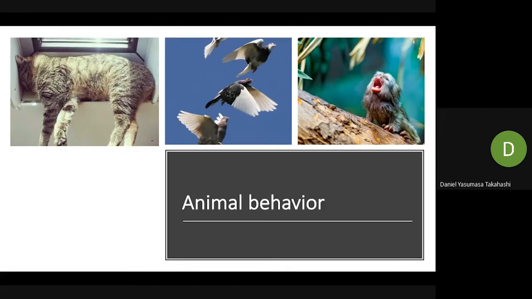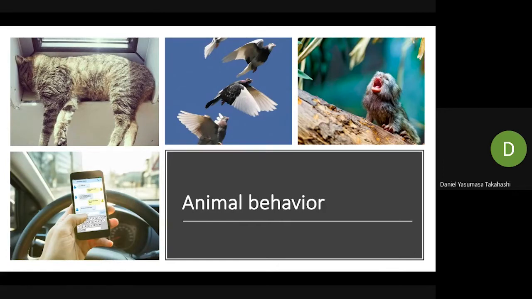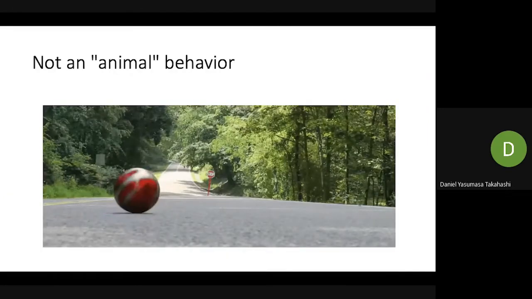Well, cats sleeping. I think that everybody has seen cats sleeping, and this also we know is a typical behavior of a cat. Again, you know, this is a human driving and texting at the same time. Well, it should not be a behavior that we want to see all the time, but we see it quite frequently. You know? So this is also animal behavior. But then the question is, what is not an animal behavior then? Hopefully everyone can see that this is a ball going down the hill. And this is a typical example where we would say, okay, this is not an animal behavior.